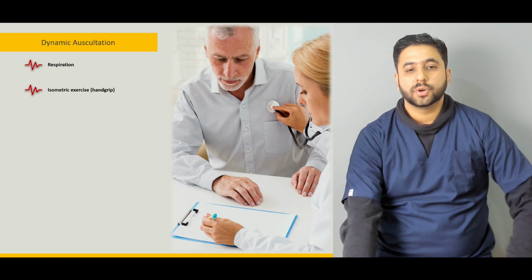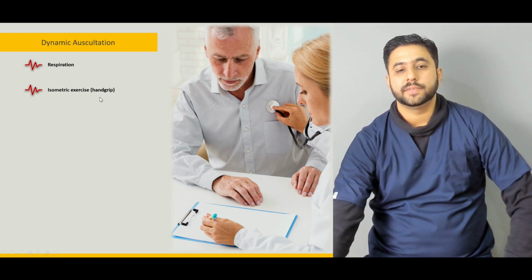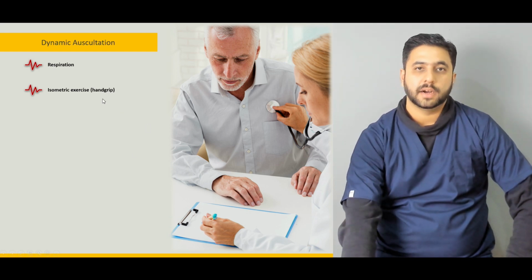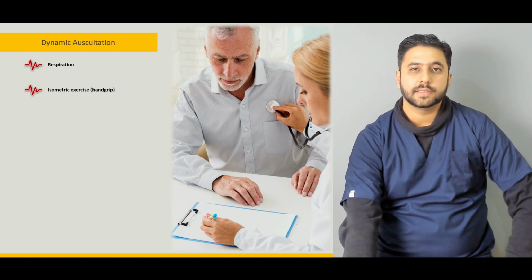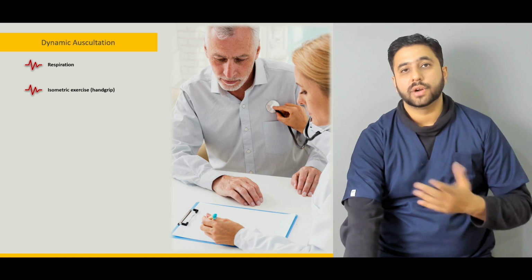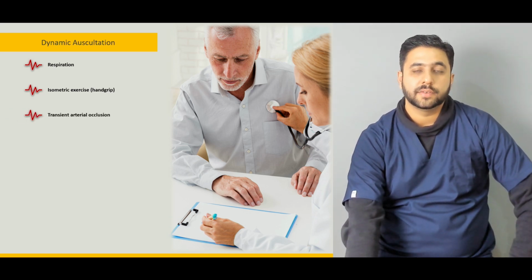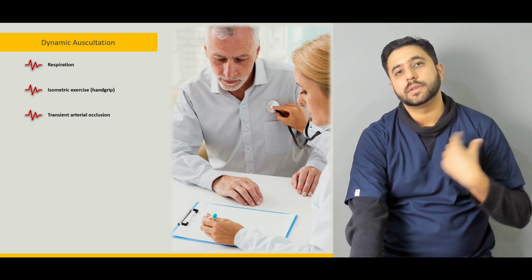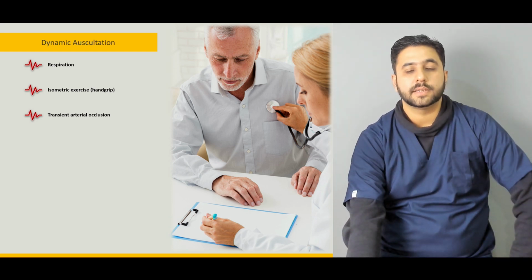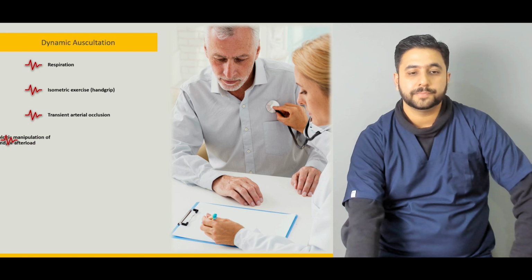Now, I told you what happens with the murmur when we do a hand grip. This increases the afterload, and this is the dynamic process which can alter the afterload and lead to various alterations in the murmur. Similarly, with transient arterial occlusion, with the help of a BP cuff on both arms, we can constrict the arterioles. This also leads to an increase in afterload.